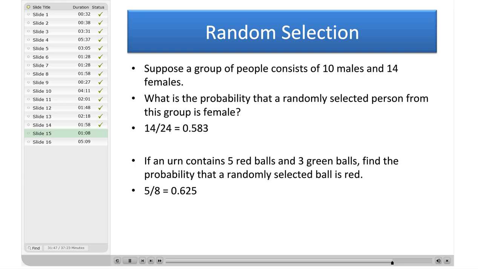Another example of this would be if you have an urn that contains 5 red balls and 3 green balls, and you randomly select a ball. Well, what's the probability you get a red ball? Again, you've got 8 total balls here, and you're just as likely to select one as any other one. So since there are 5 red balls and 8 total balls, the chance is going to be 5 over 8, which is 0.625.